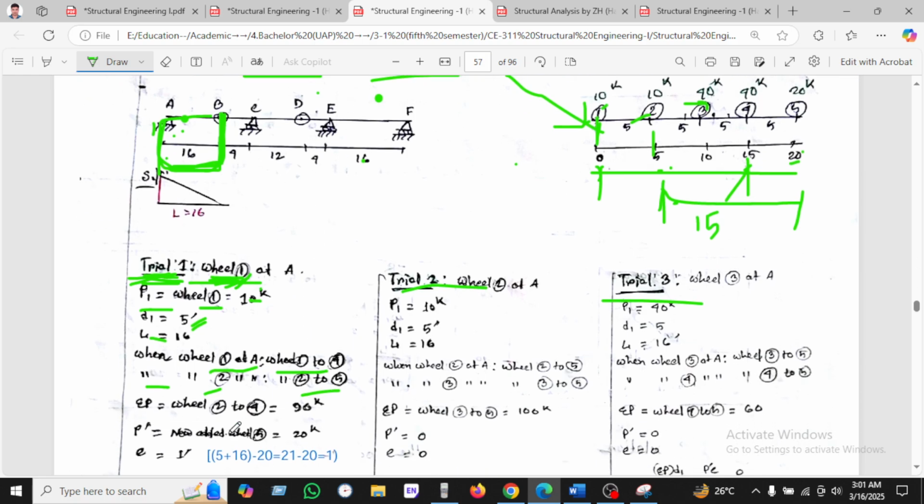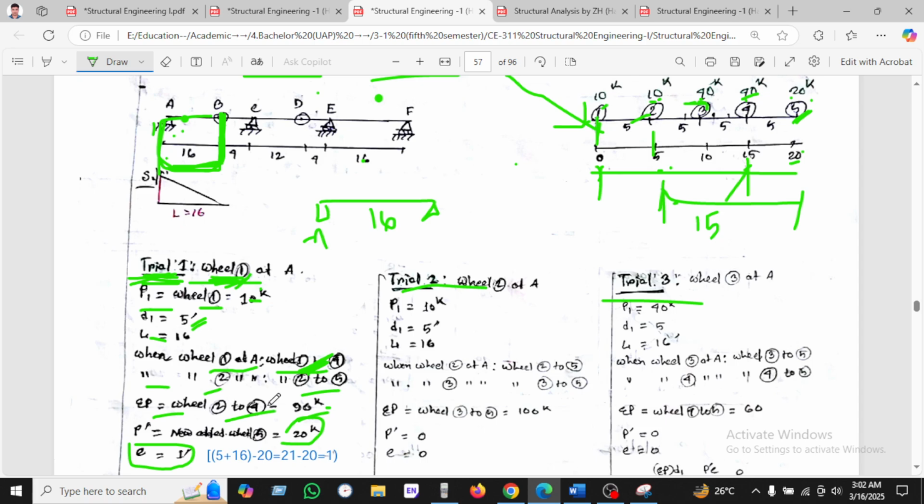So the summation of wheel loads, 2 to 4, multiplied: 10 into 40 into 40, it will be 90. And the new added load we are taking is 5, which is 20 k. And this is the important one, E1. I will calculate E1, as we know our reaction span is 16 feet.